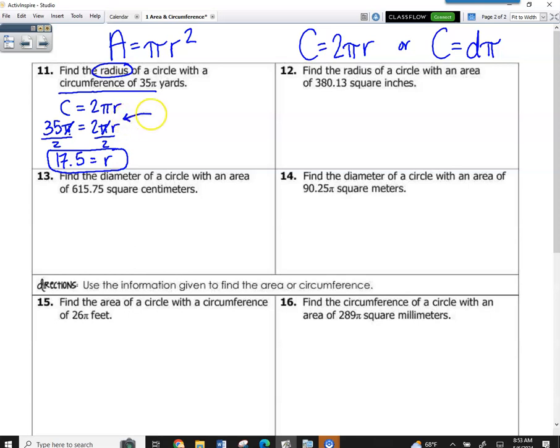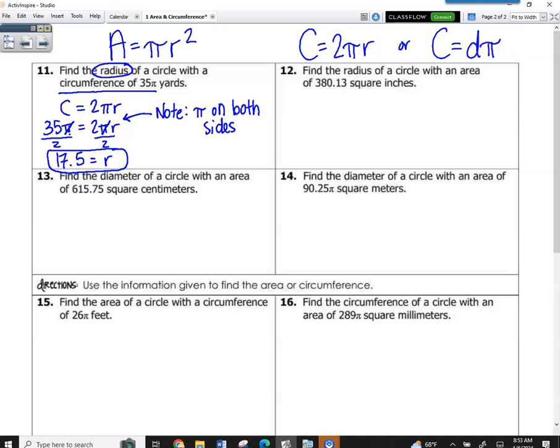I would like you to draw an arrow, and I would like you to make a note. Pi on both sides. Pi on both sides. Okay. Sometimes there's not a pi on both sides, which means in that case you would actually have to divide it. This one's nice, short, sweet, to the point because there's a pi on both sides.